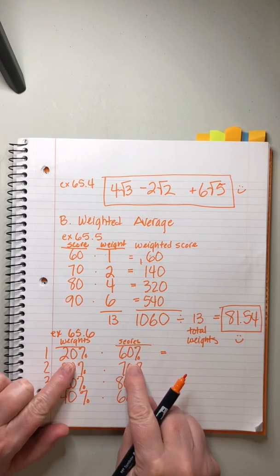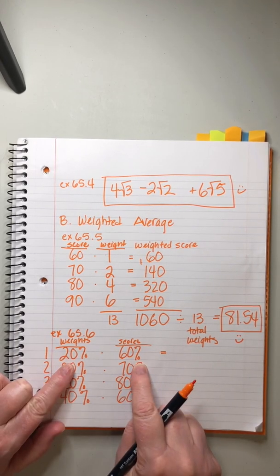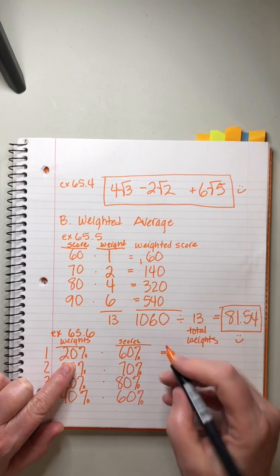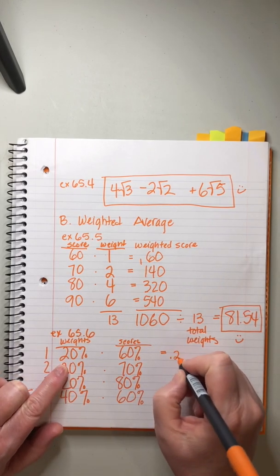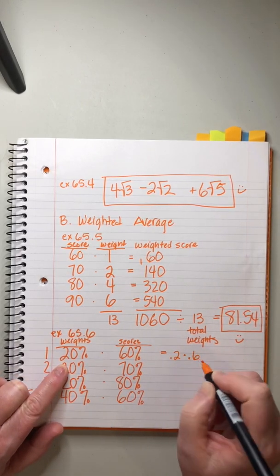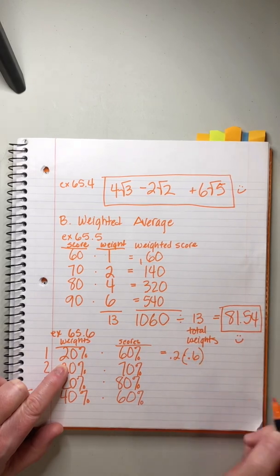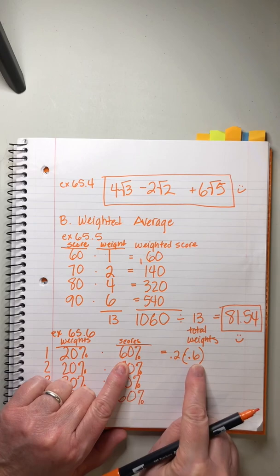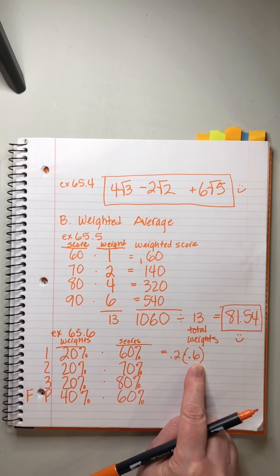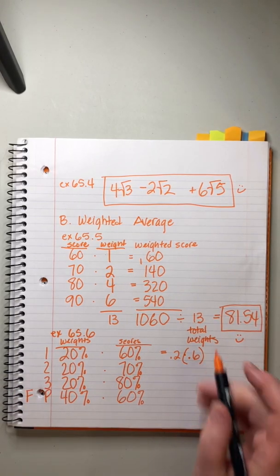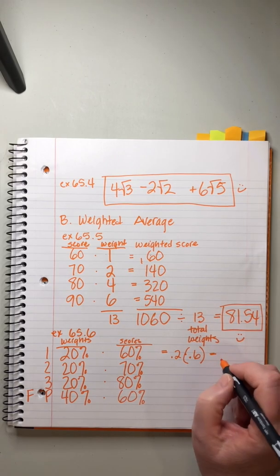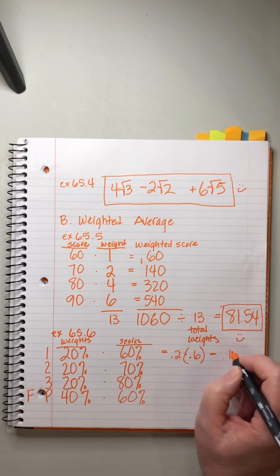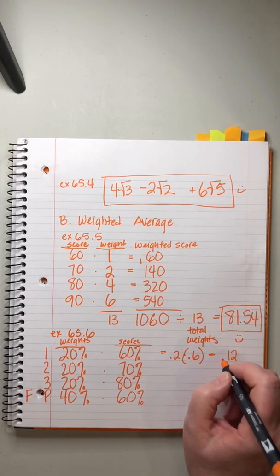Now, these are all in percents, so what we're going to do is convert them into decimals. So this one is going to become 0.2 times 0.6, right? I'll do it with parentheses so I don't have more dots floating around, right? Because 20% is 0.2 and 60% is 0.6. When I multiply that together, I will get 12 from the numbers and then 2 decimal places.